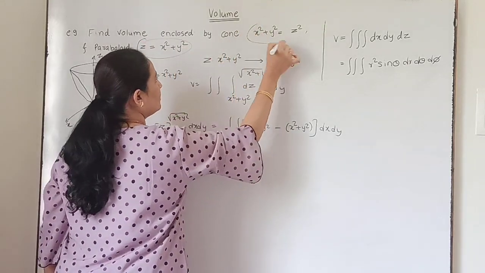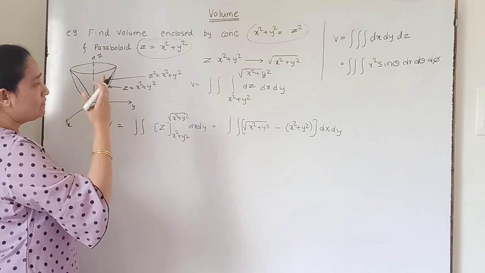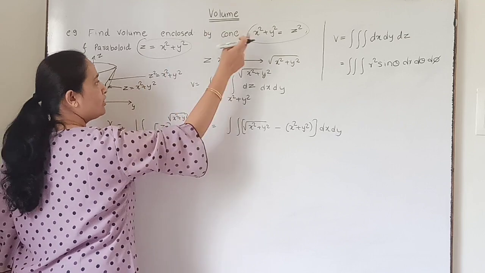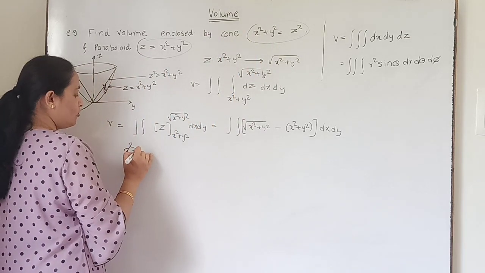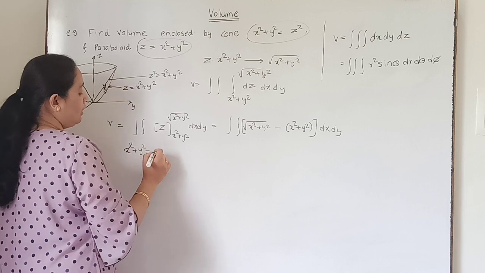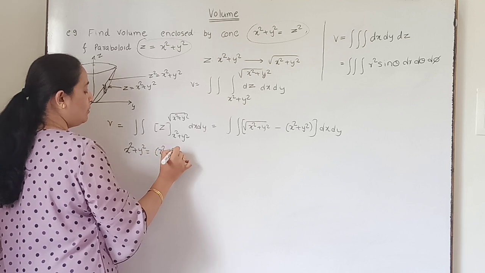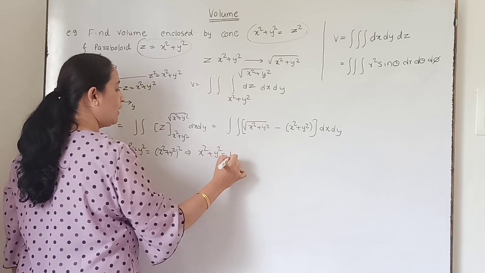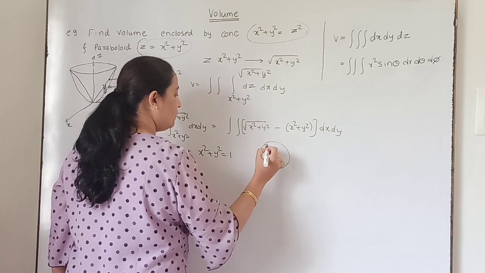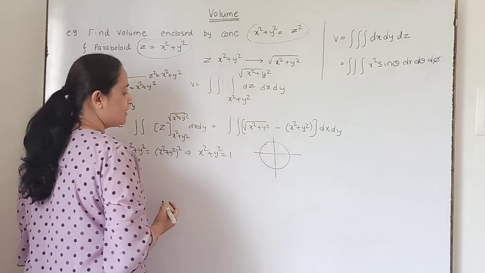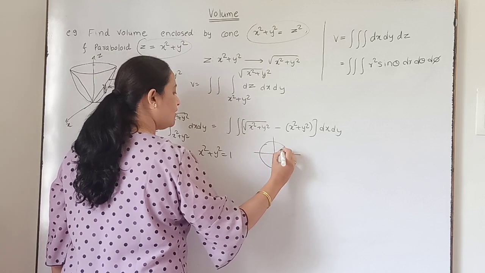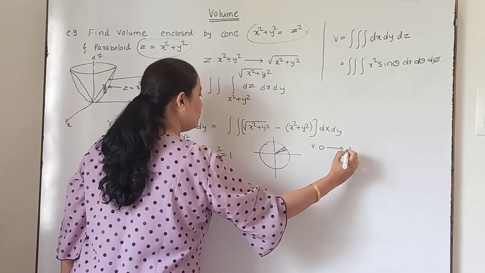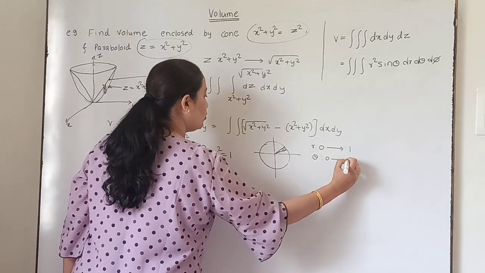You have to evaluate this double integral over the region which will be the intersection of these two curves. To find the intersection of these two curves, we will solve these two equations simultaneously. If I substitute the value of z from the second equation into the first equation, you will get x square plus y square equal to x square plus y square, bracket square. This implies x square plus y square equal to 1, which represents a circle with center at origin and radius equal to 1. Now in this, if I consider the radial vector, you will get limits for r, that r varies from 0 to 1 and theta varies from 0 to 2 pi.